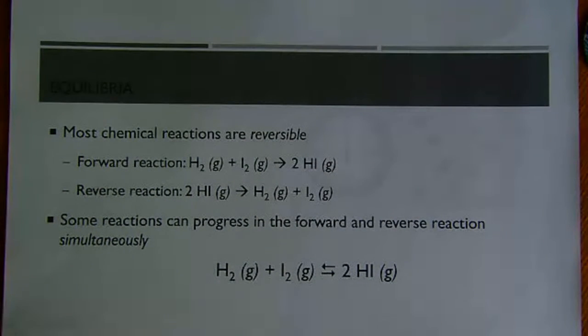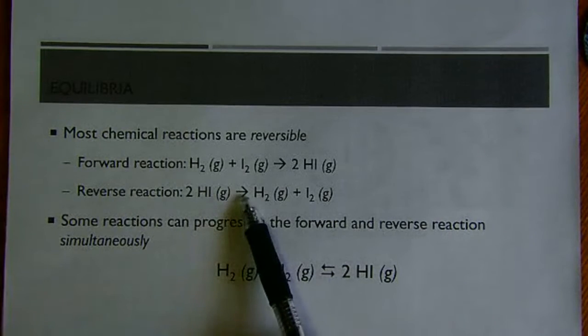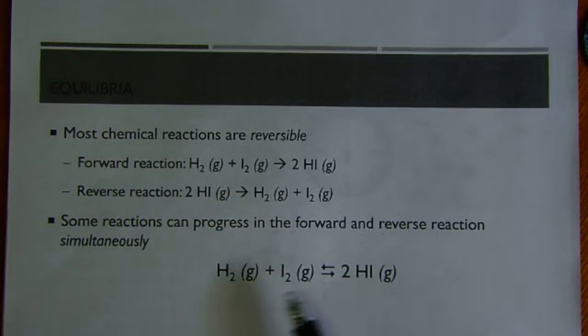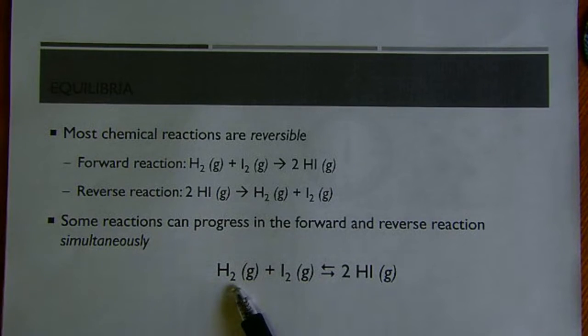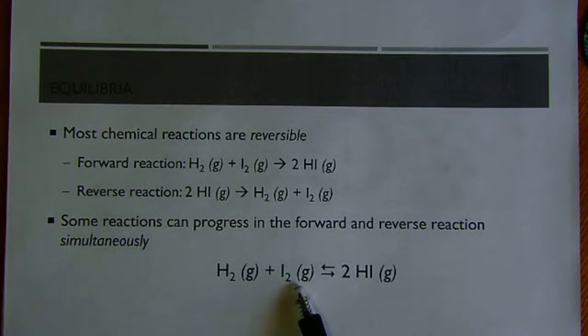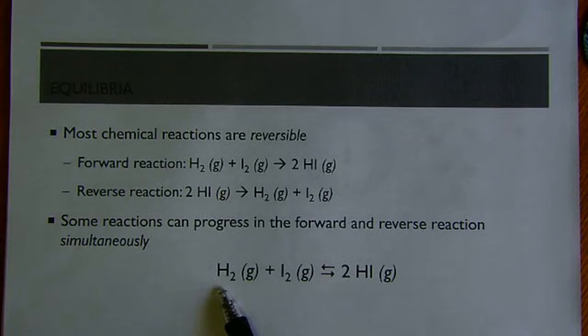Some reactions can progress in the forward and reverse directions simultaneously. In that case, we replace our unidirectional arrows with an equilibrium arrow, which communicates that at the same time that hydrogen and iodine are combining to form HI, the HI is decomposing into iodine gas and hydrogen gas.